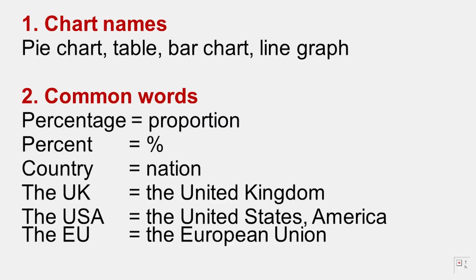So they typically write the graph shows, and then you can write the line graph shows, or the bar chart illustrates if you want. And then you want to learn to just paraphrase some of the common words that come up in these tasks, like percentage could be proportion, or percent, you can go to the symbol, or if they give you the symbol, you can go to the word. Country, nation, we had that before. The UK, the United Kingdom.